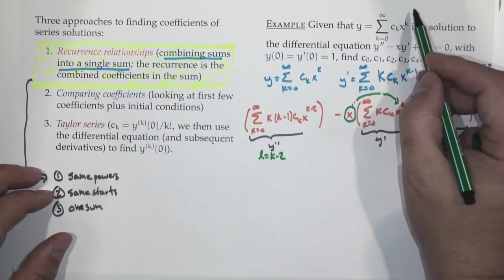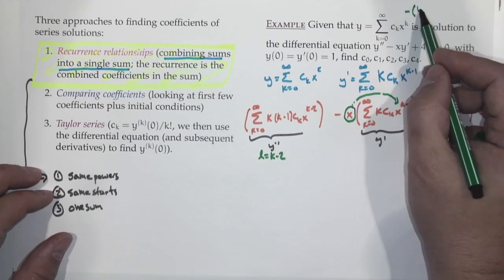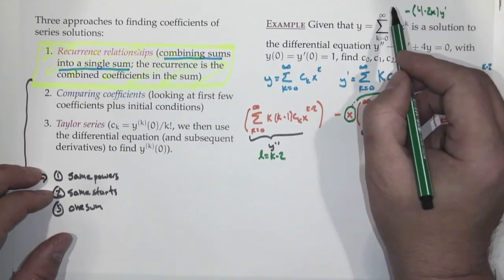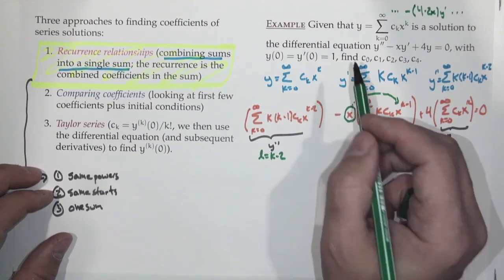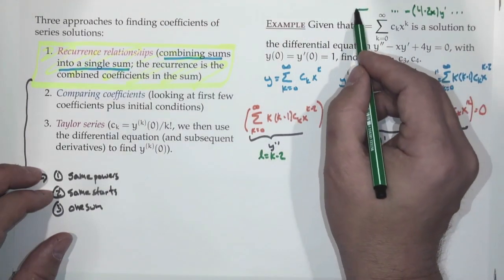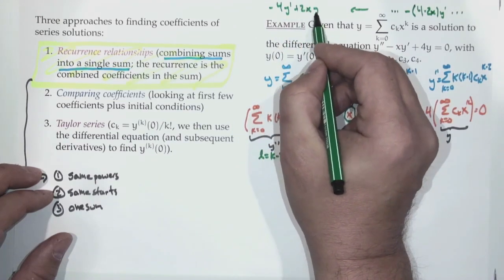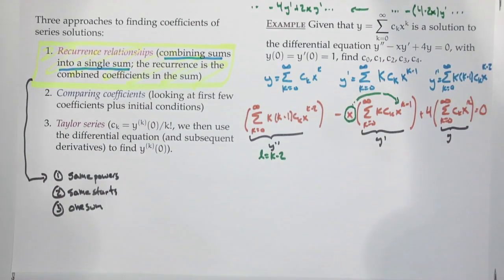Now, on a side note, what if this had been, instead of minus x y prime, say, minus 4 minus 2x y prime? What should we do there? Split in what way? Two sums. Yeah, so it becomes minus 4y prime plus 2x y prime. That's what you should do. So we have ways to handle that.